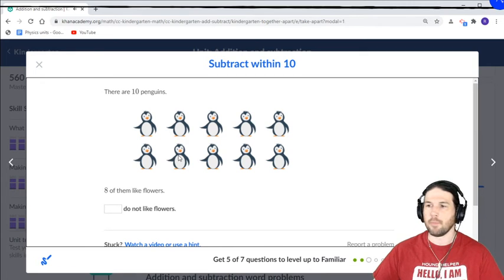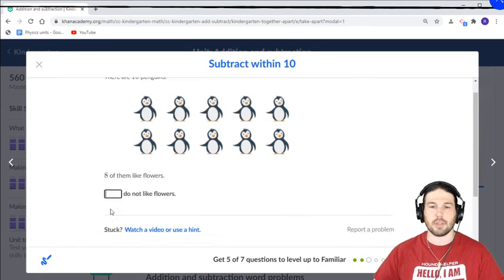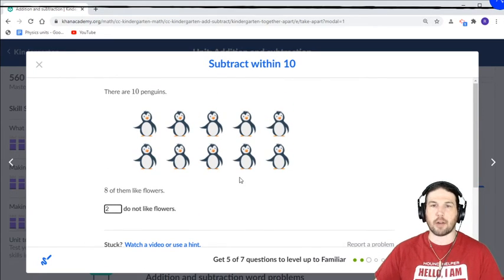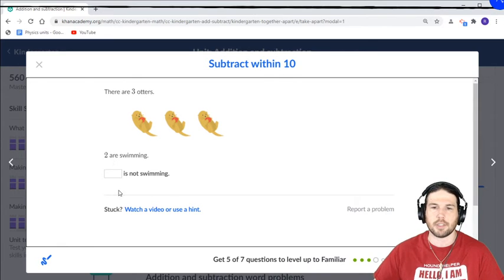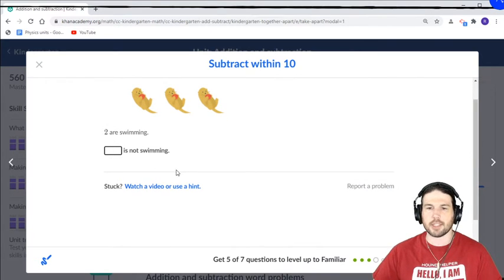don't knock it. There are 10 penguins. 8 of them like flowers. 2 penguins do not like flowers. Maybe they're allergic. Who knows? We're not going to judge. There are 3 otters, and they have cute little things that they're holding on to. 2 of them are not swimming.